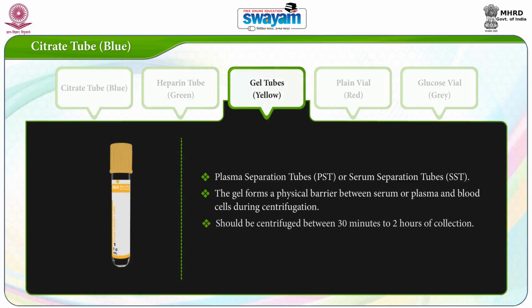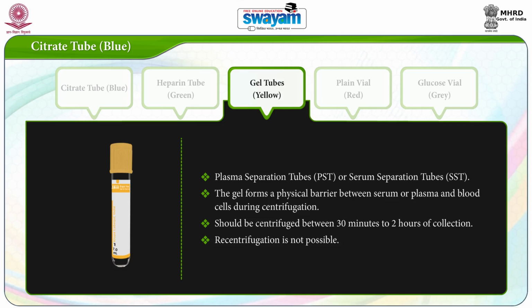Now comes the gel tubes. These are the yellow tubes. Yellow tubes, they contain a gel. This gel will form a physical barrier between the serum or plasma and blood cells during centrifugation. Okay, so most of the times when you separate the plasma from the cellular elements, when you pipette it out, there is a possibility that you also pipette out RBCs and cells. Okay, so to avoid this, they came up with this idea of using a gel.